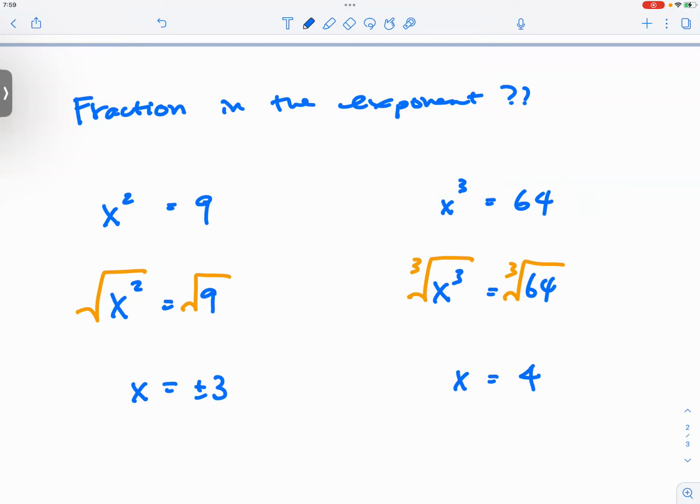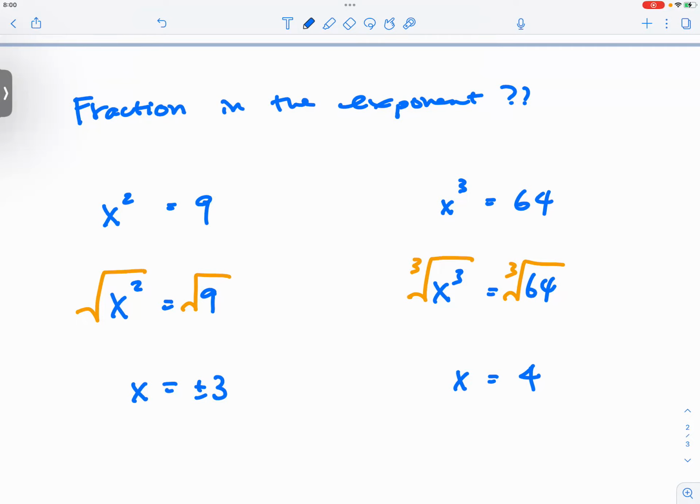For the cube root, there's no plus or minus because if the number underneath the cube root is a positive number, then it should be a positive number at the end, because 4 times 4 times 4 is 64. It would not be negative, because if it's -4, then it becomes -64 when it multiplies itself 3 times.